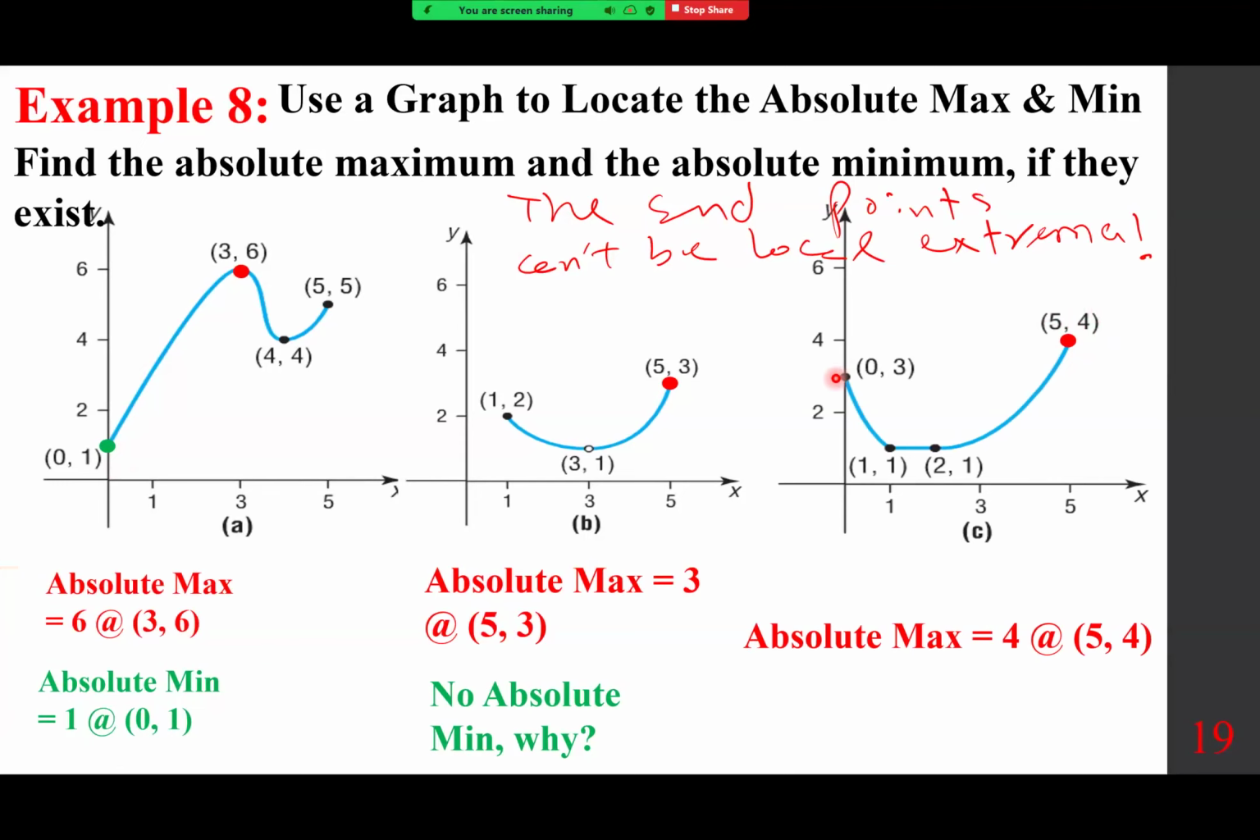Now, this one is nothing. It's not local and it's not absolute. Because the bottom is right here, the absolute minimum has the y value equals 1, but on the interval of 1 to 2. So the way we write it is absolute minimum equals 1 on the interval of 1 to 2.